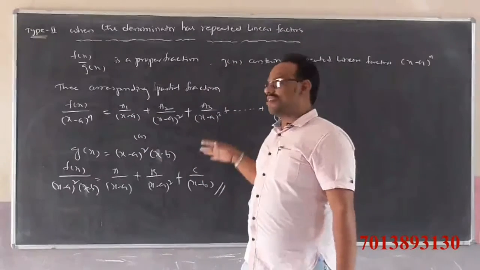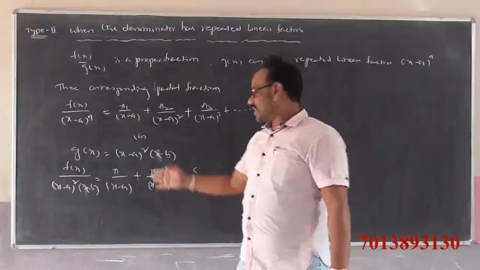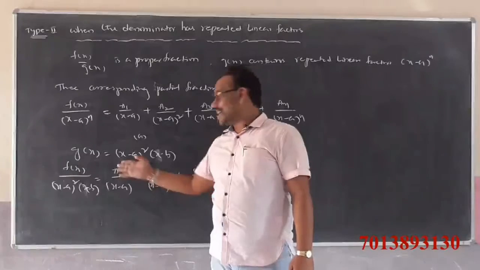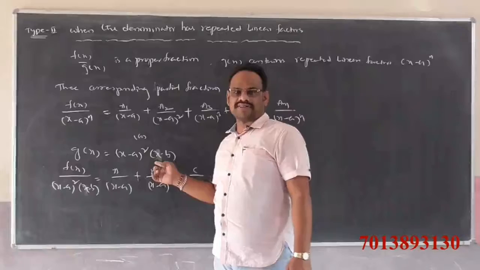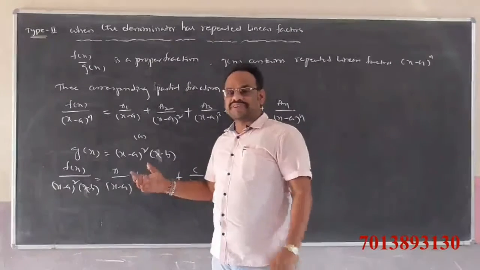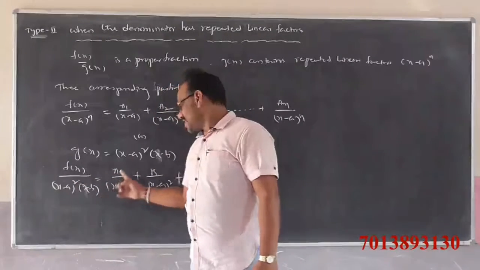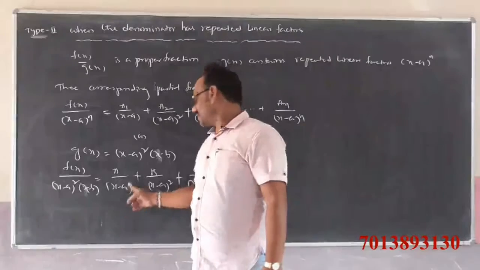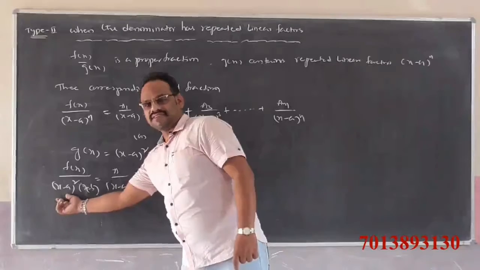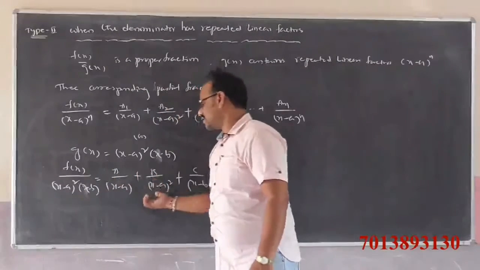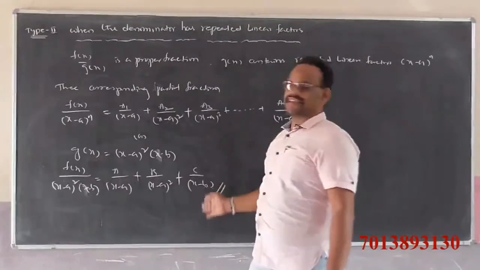Or if the denominator is like this, x minus a whole square into x minus b, that means x minus a whole square contains the repeated linear factors and x minus b a non-repeated linear factor. How to convert it into partial fractions means, f of x by x minus a whole square into x minus b is a by x minus a plus b by x minus a whole square. This is for the repeated linear factor. Again, a non-repeated linear factor is there, so this is c by x minus b.